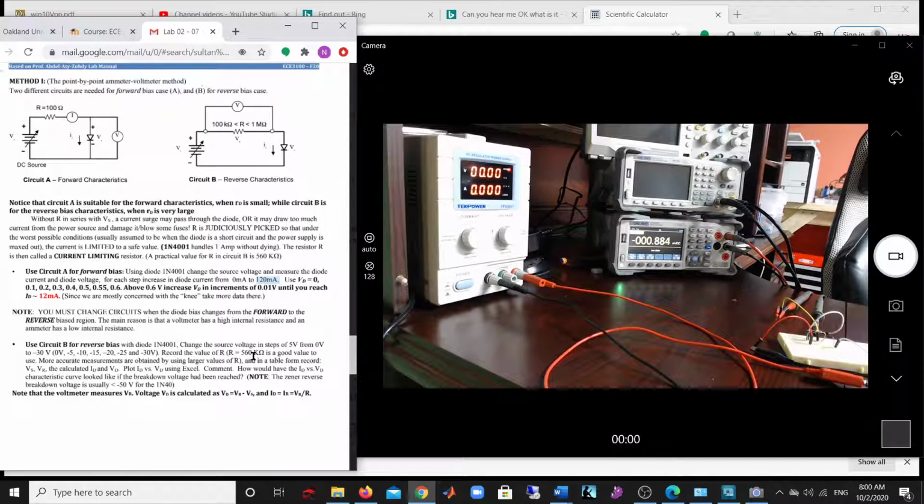And the value of the resistor will be changed from 100 ohm to 560k, so we have to be careful here. When we do our calculation, it's not going to be just 560, it's going to be 560,000, right?